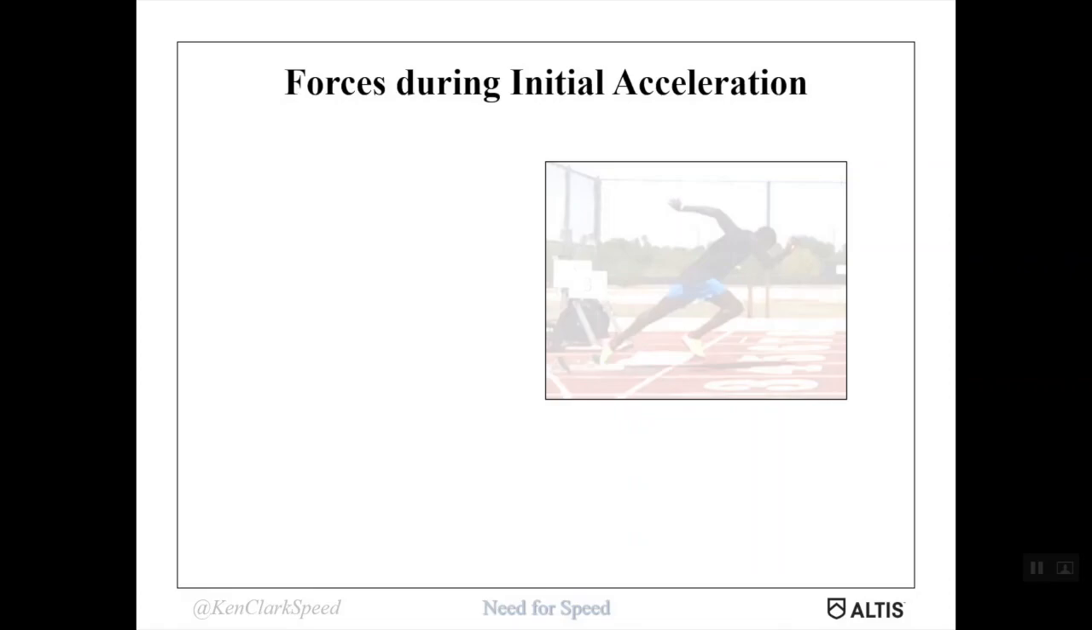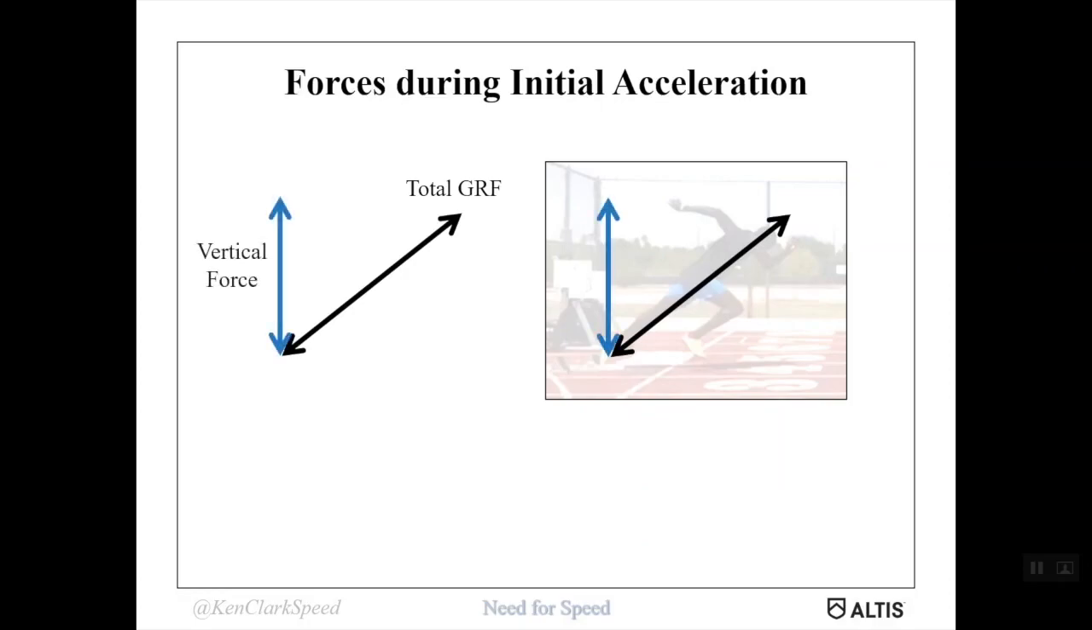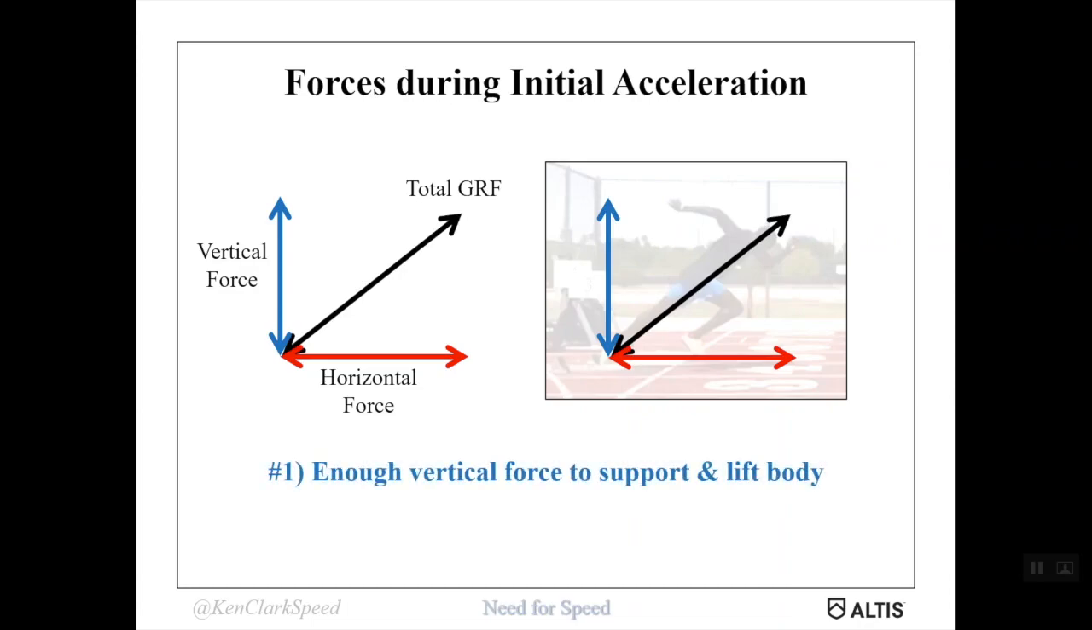If we examine forces during initial acceleration, and we're looking mostly in the sagittal plane, we will see a total ground reaction force, and this can be decomposed for the sake of analysis into the vertical force component and the horizontal force component. The runner's goals during initial acceleration are number 1, to apply enough vertical force to support and lift the body, and number 2, to direct the rest of the force horizontally so that the action-reaction forces can propel the runner forward.